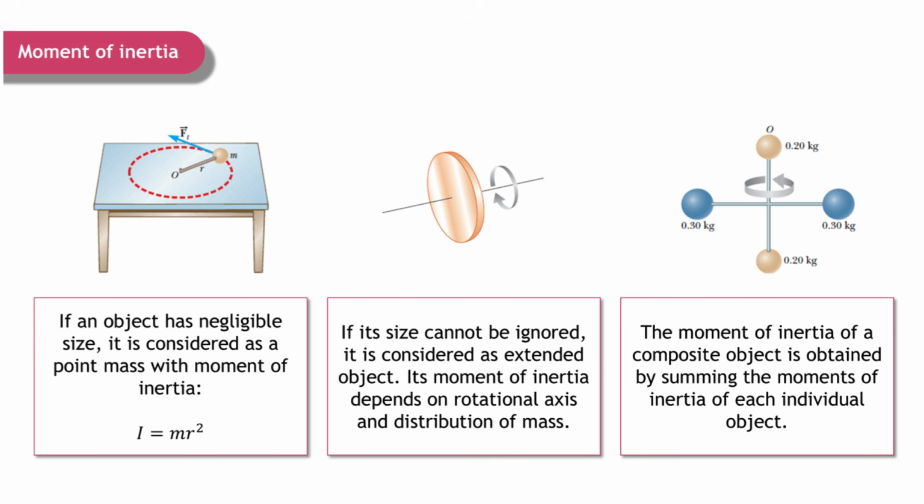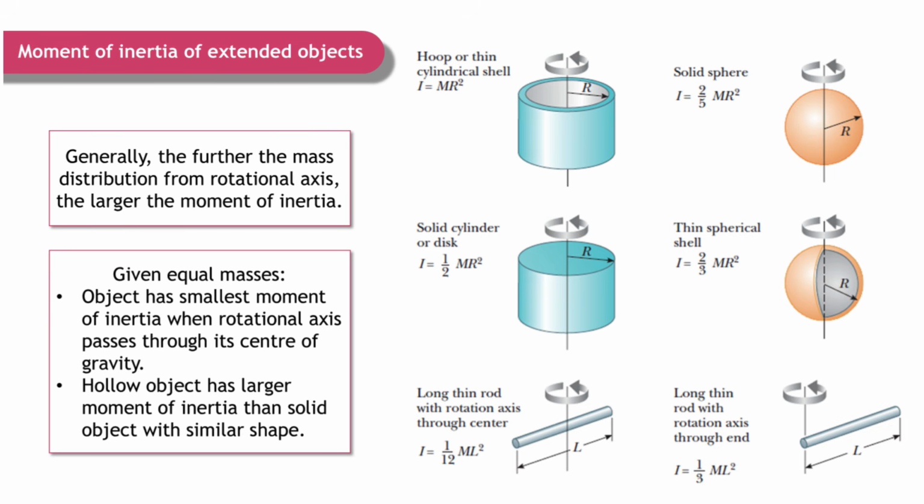For a point mass, the moment of inertia is simply I equals mr², where r is the distance from the rotational axis. For an extended object, the size and mass distribution cannot be ignored. Its moment of inertia depends on both the shape of the object and the location of the rotational axis. For a composite object, the total moment of inertia is simply the sum of the moments of inertia of all its individual parts. In this slide, we compare the moment of inertia of several common objects.